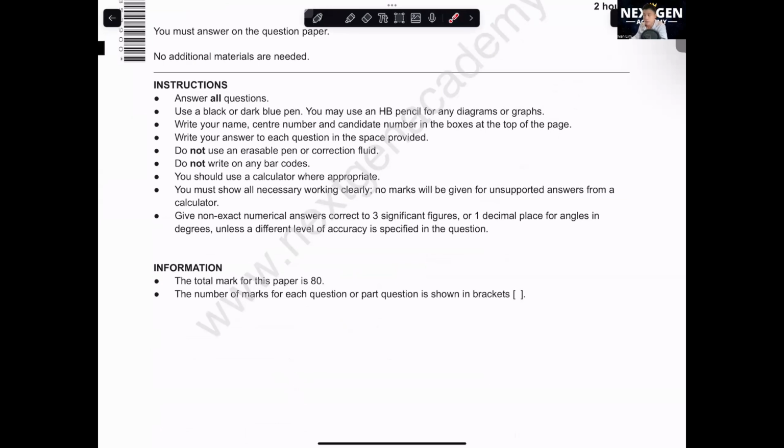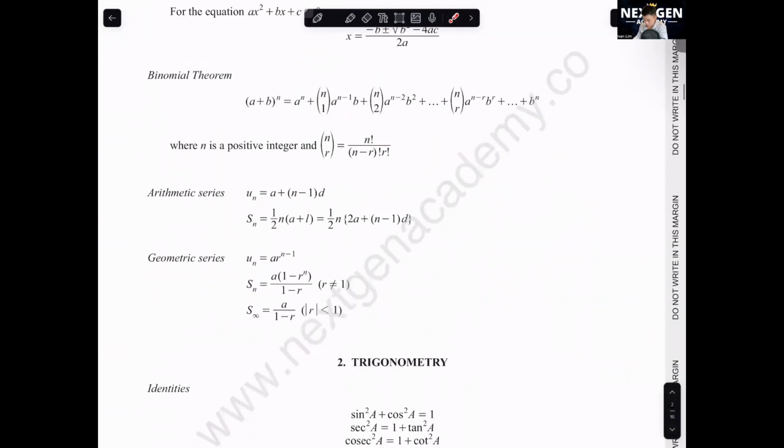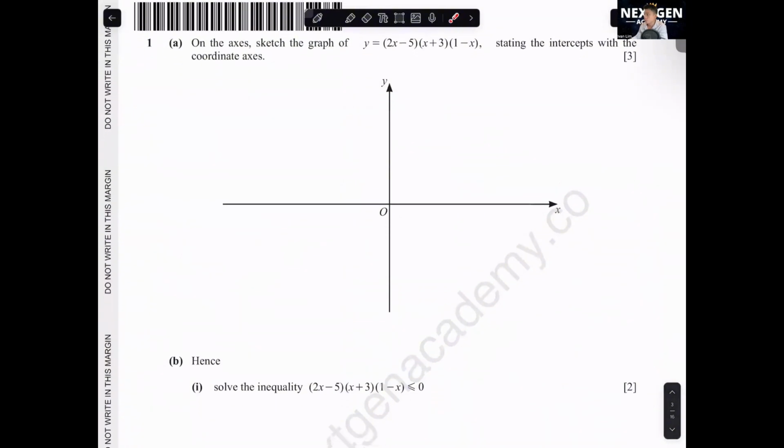This is an 80 marks paper. I think this paper is quite easy, other than the last questions, which might be a little bit tricky. If you don't know anything, please ask me. Go through all these formula lists. Okay, let's go to question 1.